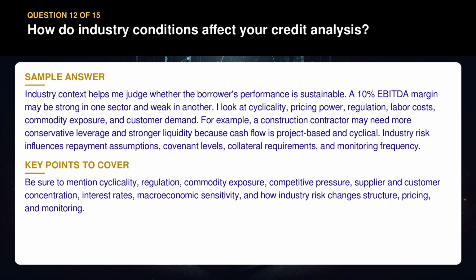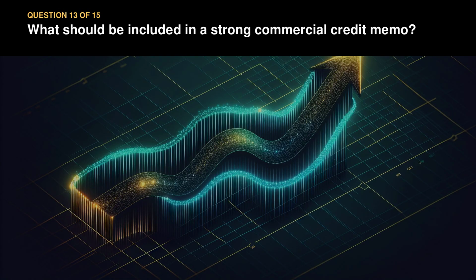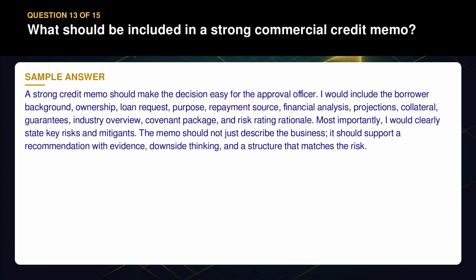Be sure to mention cyclicality, regulation, commodity exposure, competitive pressure, supplier and customer concentration, interest rates, macroeconomic sensitivity, and how industry risk changes structure, pricing, and monitoring. Question 13. What should be included in a strong commercial credit memo? A strong credit memo should make the decision easy for the approval officer.